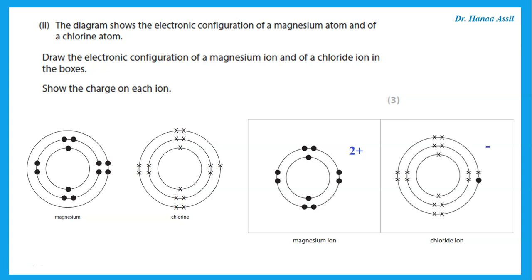The chlorine atom has 7 in its outer shell. It needs 1 more, so it takes 1 from the magnesium, and that means for each magnesium I need 2 chlorides, but each chloride takes only 1. You cannot put 2 for the chloride. Each chloride ion has 1 of the electrons from the magnesium, and that means it has 1 negative charge.